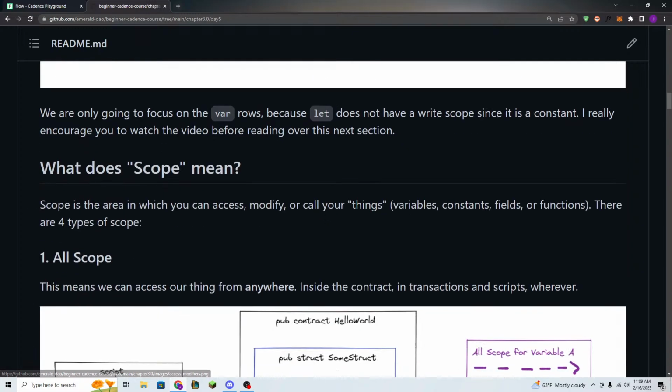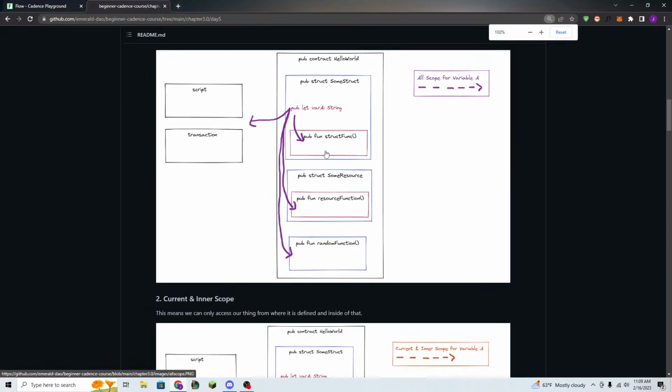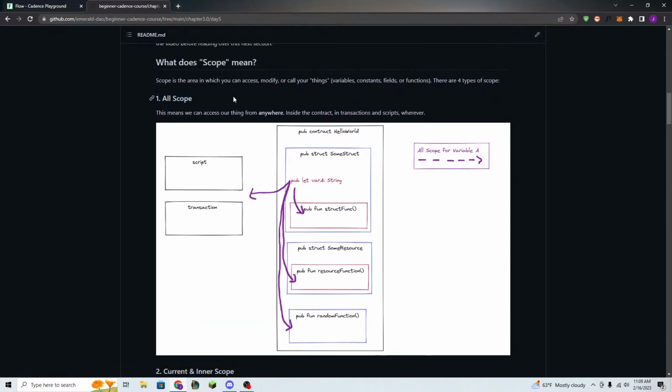These are confusing terms, but I actually have set out a whole diagram to help you understand what these things mean. So let's take a look at this diagram right here. This is what's called all scope.